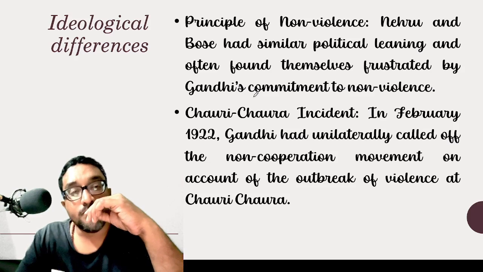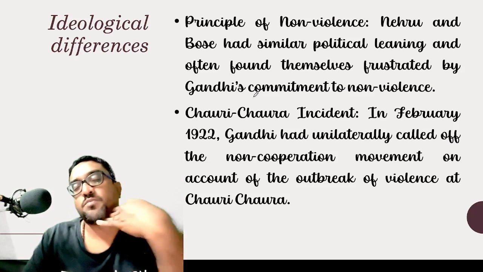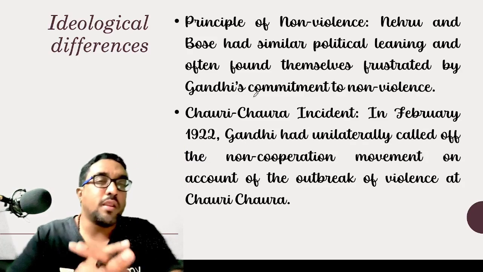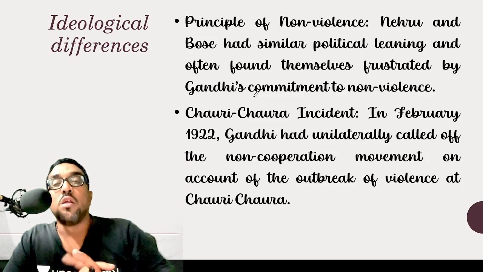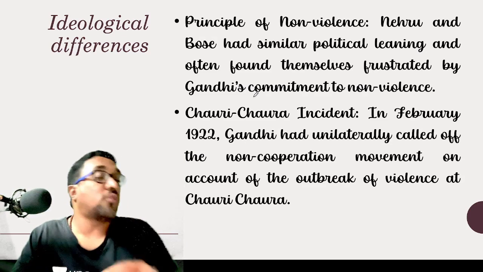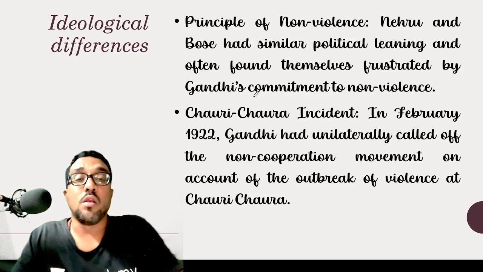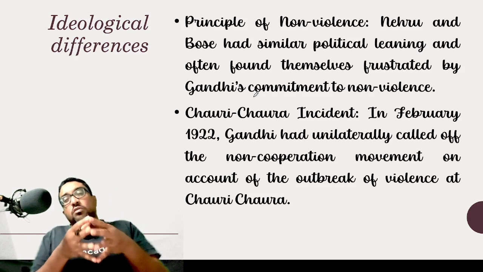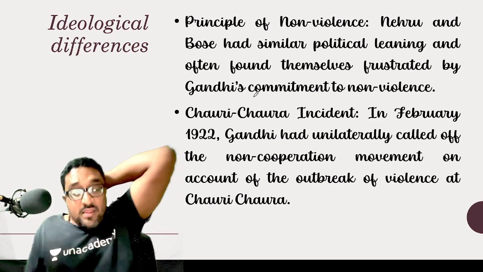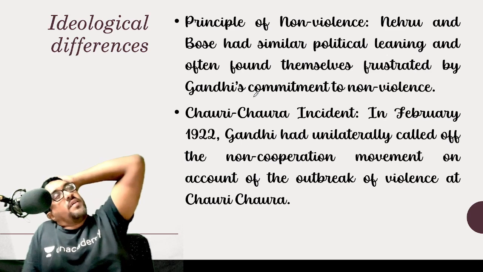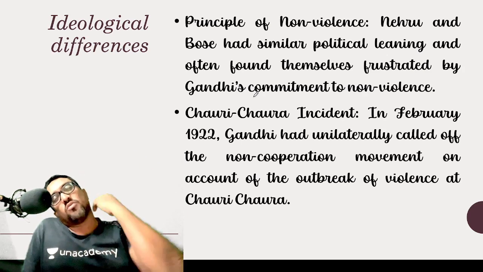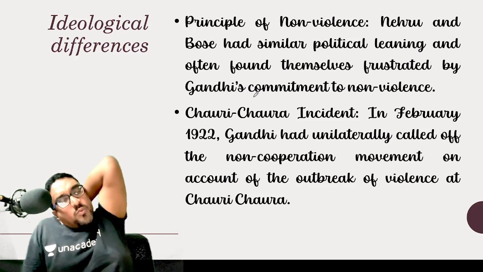Now, when it comes to certain ideological differences, Bose, Nehru, and Gandhi had a lot of different understandings in their period. For example, on the principle of nonviolence, Nehru and Bose both had very similar political leanings, because both of them were socialist in thought. But often they found themselves frustrated by Gandhi's commitment to non-violence. In fact, even Nehru at times expressed his frustration with the idea of non-violence, because Nehru thought you can't actually oppose violence with non-violence.